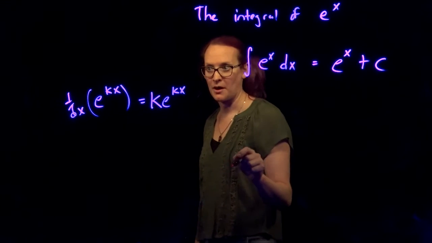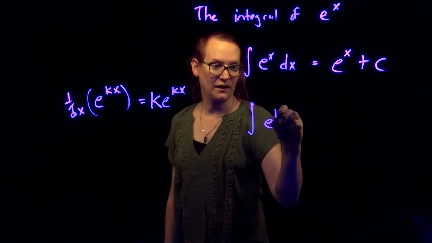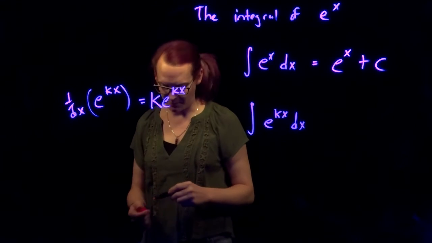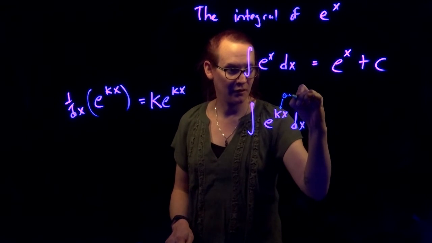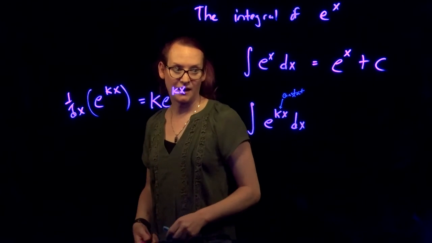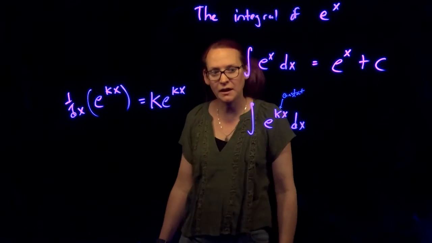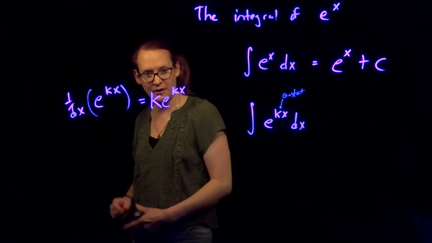So let's see how that works when I want to integrate e to the k times x dx. This is for k being a constant and only a constant. This does not work if it's like x squared. That's some other game entirely if it's a more complicated function. So this only works if we have a linear function upstairs.